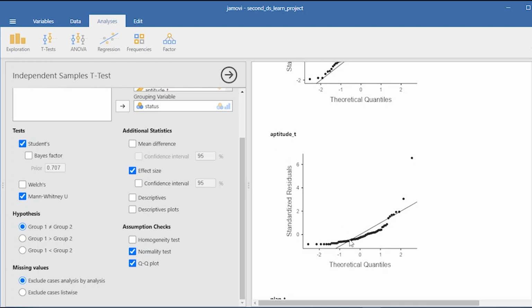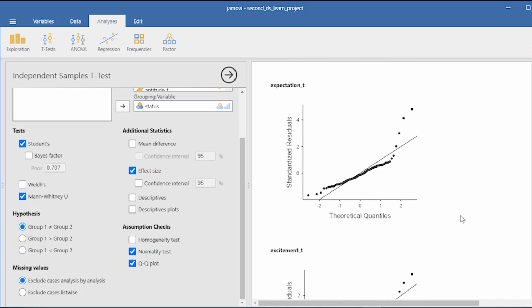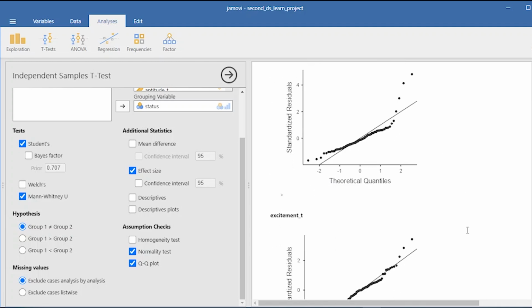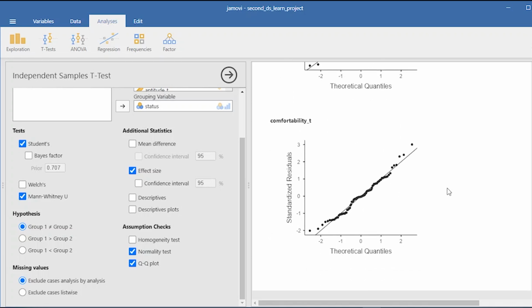Well, you could see here the aptitudes were completely not normal. You see, it's quite a bit exponential in a sense, away from normality. Plan, same. I think expectation is not normal at all. Well, excitement was around the normality, except some points out. Well, comfortability is perfectly normal, so I would rely on the t-test.